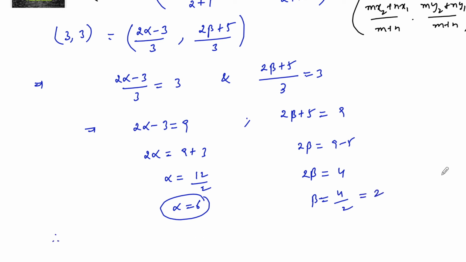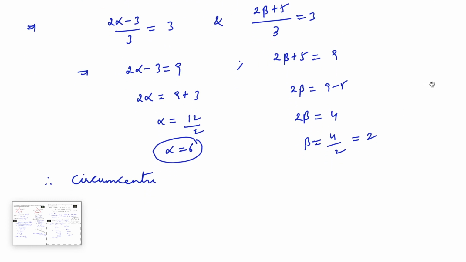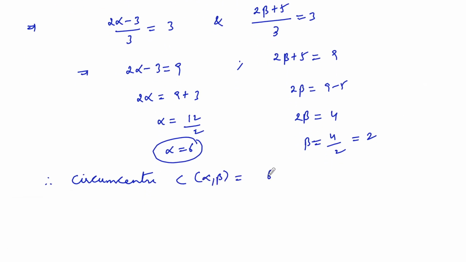Therefore the circumcenter C (alpha, beta) is equal to (6, 2). So (6, 2) is the answer, right?